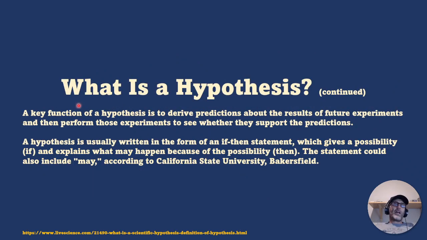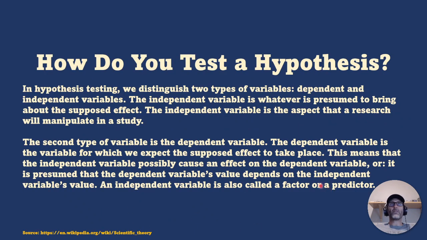A key function of a hypothesis is to derive predictions about the results of future experiments and then perform those experiments to see whether they support the predictions. A hypothesis is usually written in the form of an if-then statement, which gives a possibility and explains what may happen because of the possibility. The statement could also include may, according to California State University, Bakersfield. Again, my sources are always in here. Feel free to double check what you're getting here. How do you test a hypothesis?